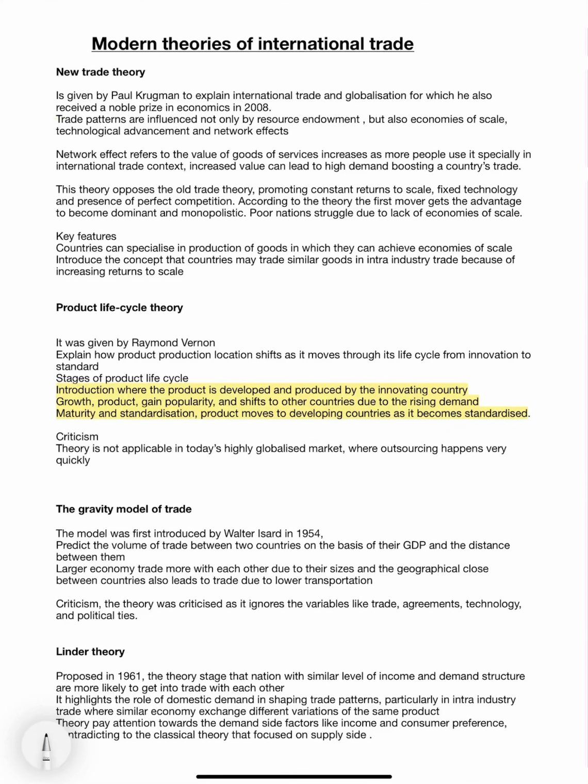Today we are discussing modern theories of international trade. We have previously discussed the classical theories, that is absolute advantage theory by Adam Smith, the Ricardian theory of comparative cost advantage, and the Heckscher-Ohlin model. Today we are doing the modern trade theories, beginning with the first theory, that is new trade theory given by Paul Krugman to explain international trade and globalization. Remember this term, globalization. He also received Nobel Prize in 2008 for his theory.